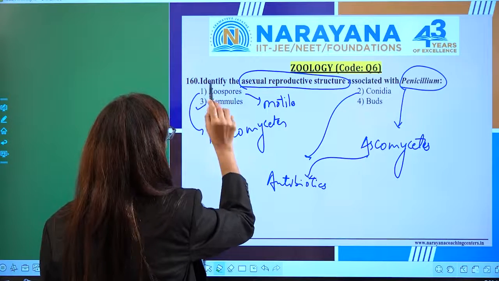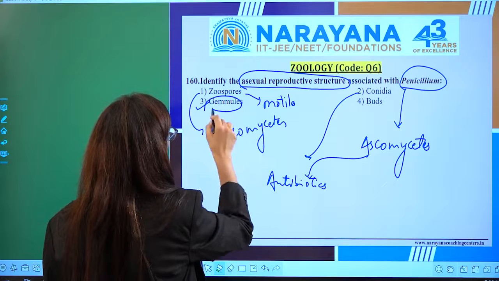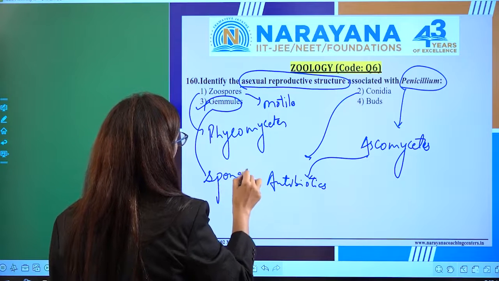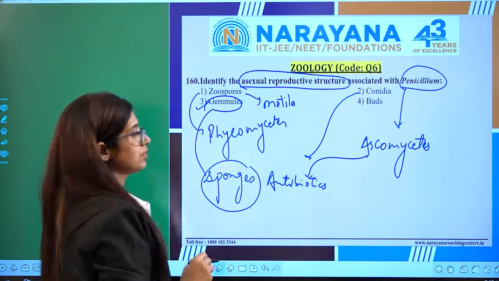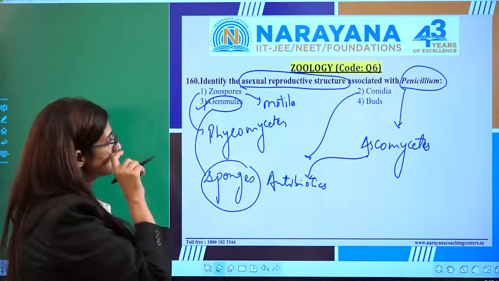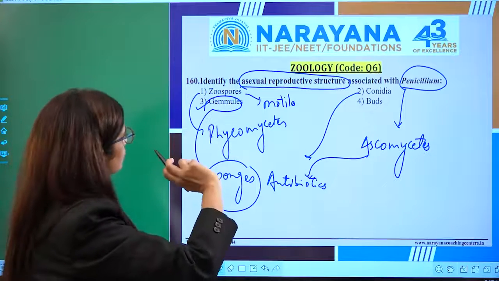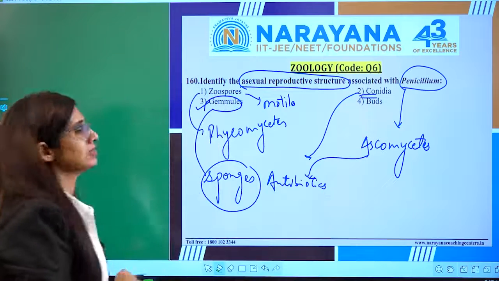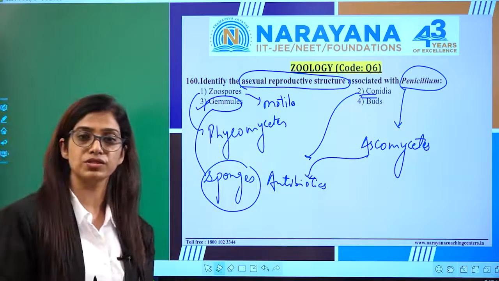The third option, gemmule, we see in the case of sponges. The aggregation of cells in a common cell wall is called gemmule, which we see in sponges. So here, as per the question, the right option is conidium. Right? So far, I'd say the questions are very easy.